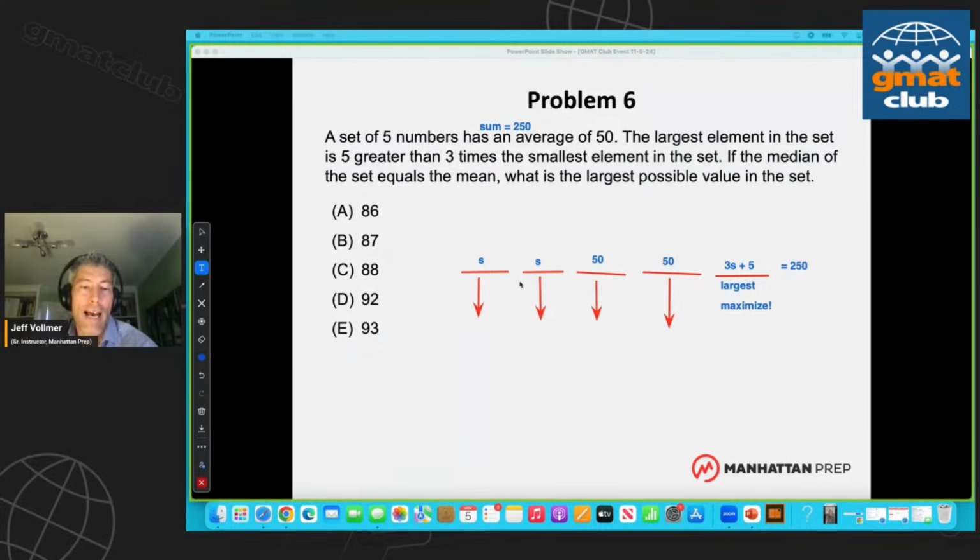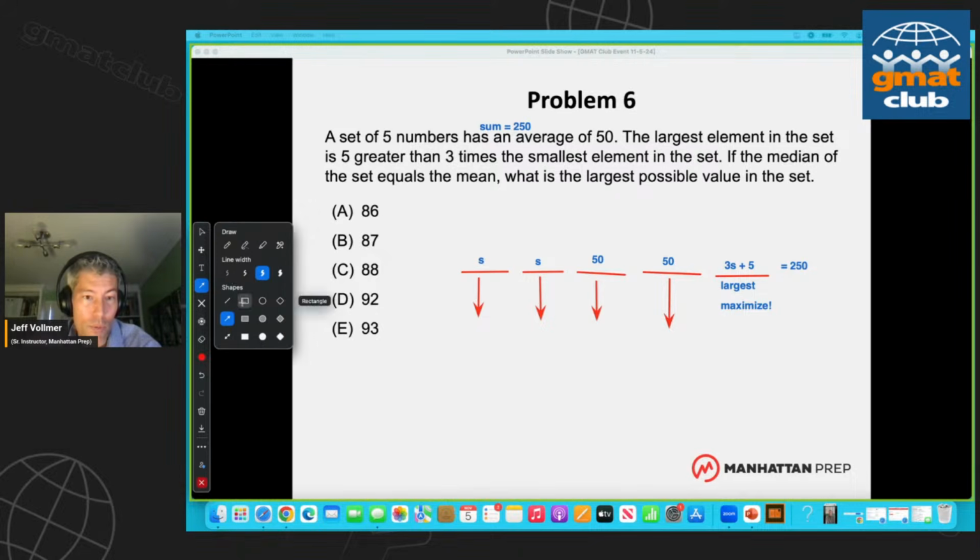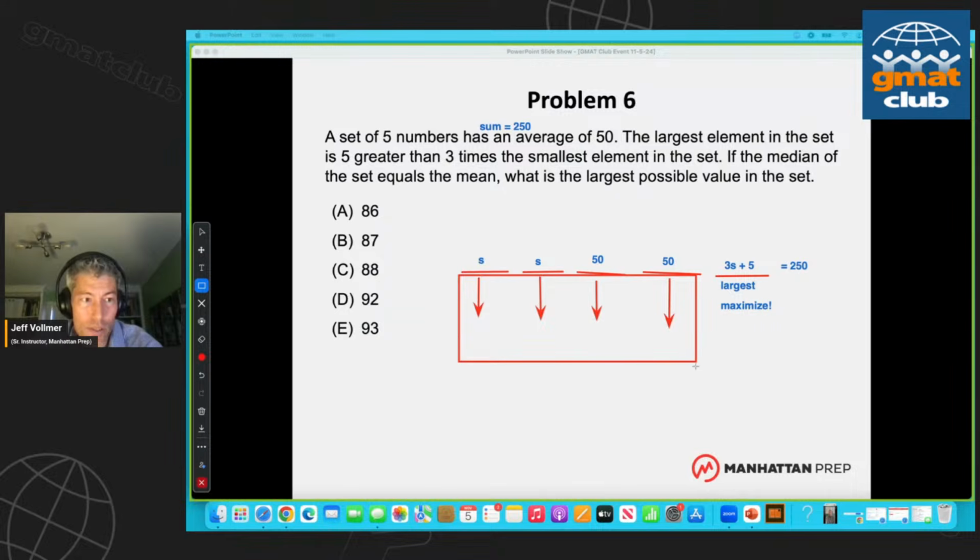And so now, all right, S is as small as possible. The second term is as small as possible. The median is 50. It told me that. It told me it was the same as the average. And then the fourth term is also as small as possible. By minimizing these 4, I should be able to maximize the big one. So we're going to say minimize these. And now we have an equation to solve.